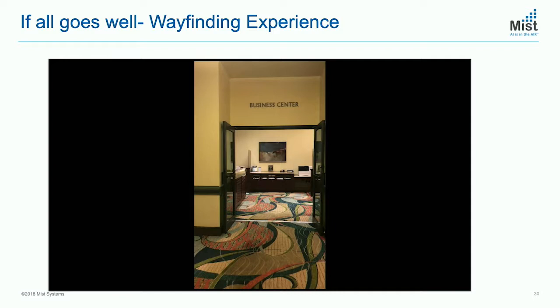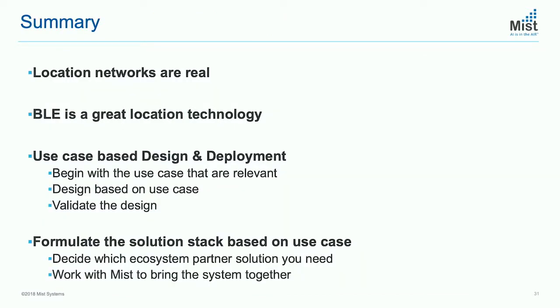So this stuff can work. Location networks are real. They just take a little bit more effort than a Wi-Fi network. BLE is a good choice for location networks, in my opinion. And your design will be based on your use case. So formulate a plan of attack, formulate a use case, figure out vendors and an ecosystem that you need to work within, and you'll have a reasonably high chance of success with a location network. Thank you.